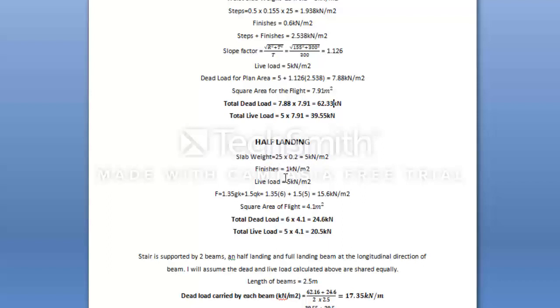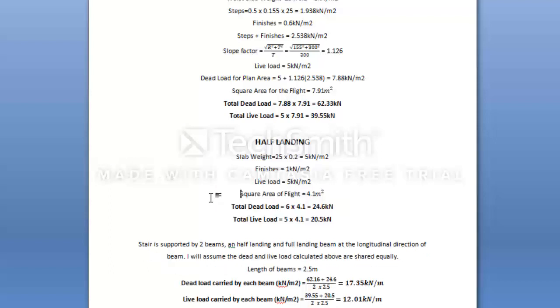Finishes, let the finish be 1 kilonewton per meter square. I want to be a little more generous than this 0.6. Let it be 1 kilonewton per meter square here. The live load, let it be 5 kilonewtons per meter square. I do not need this field. Let me remove it. I don't want it to confuse you. So once you have calculated, we have calculated our dead and live load.